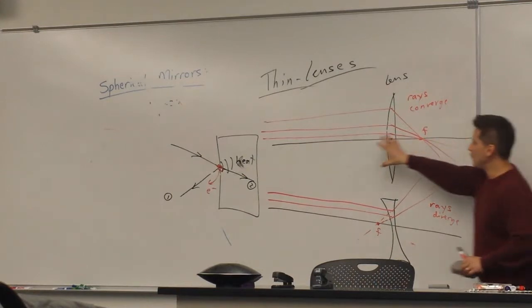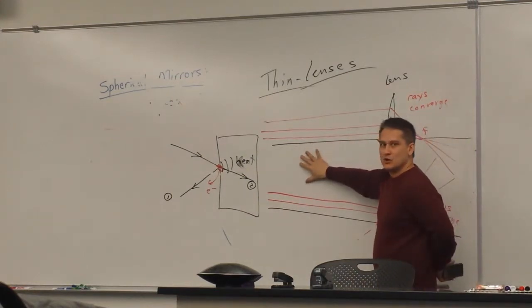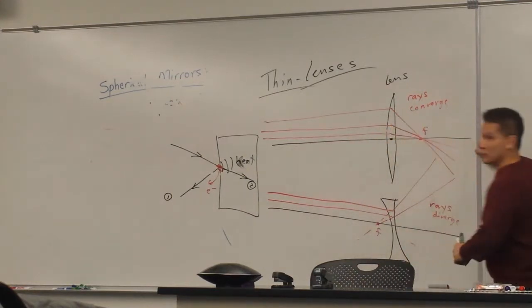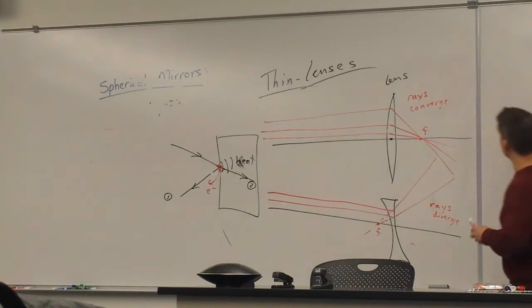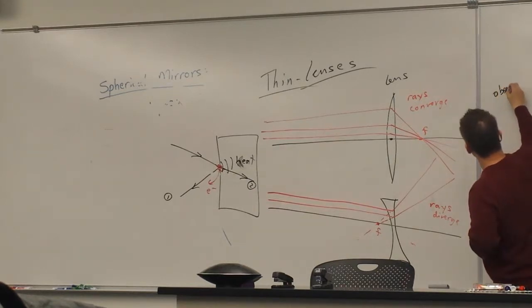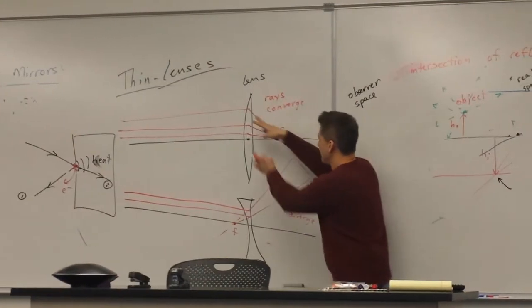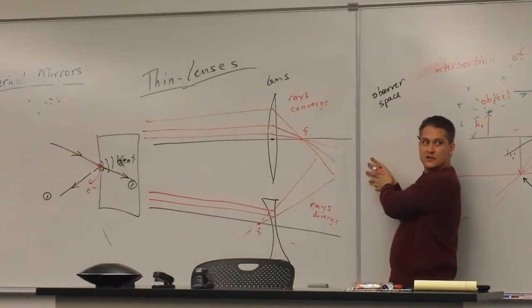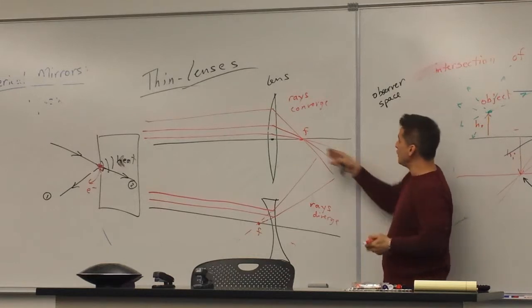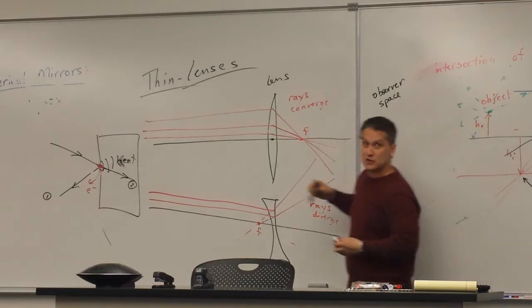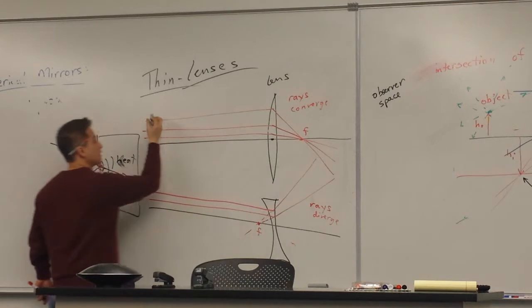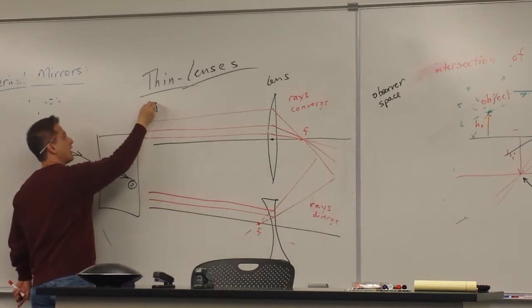Which means if we define this side as the observer side, I'm going to call this the observer space. Light coming through forms an image we would see over here. This is the observer space. This over here I'm going to call, conversely, the object space.